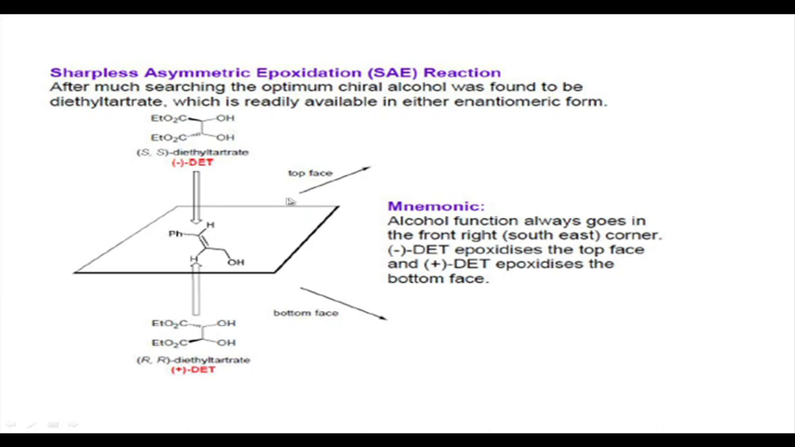The epoxidation takes place from the top face, provided you write this in this fashion and provided it is minus diethyl tartarate that you are using as the chiral ligand for the titanium. If you use the plus diethyl tartarate, you get the epoxidation from the bottom face.